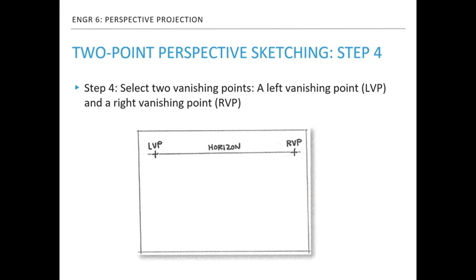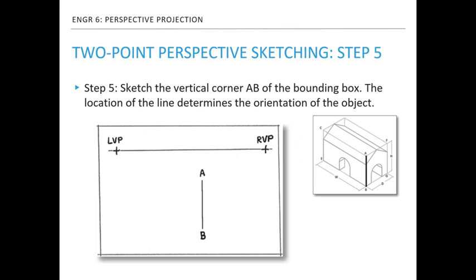In this example, we will mark the two vanishing points inside the paper close to the boundary lines to show the construction steps. Sketch the vertical line AB of the bounding box that is the closest corner. The horizontal location of the line AB determines the orientation of the object. If the AB line is located on the left side of the paper, the right side of the house, like surface ABGF, will look larger. If the line AB is sketched on the right side of the paper, on the other hand, the left side of the house, like surface ABEC, will face toward your eyes and be viewed better than the right side of the house.